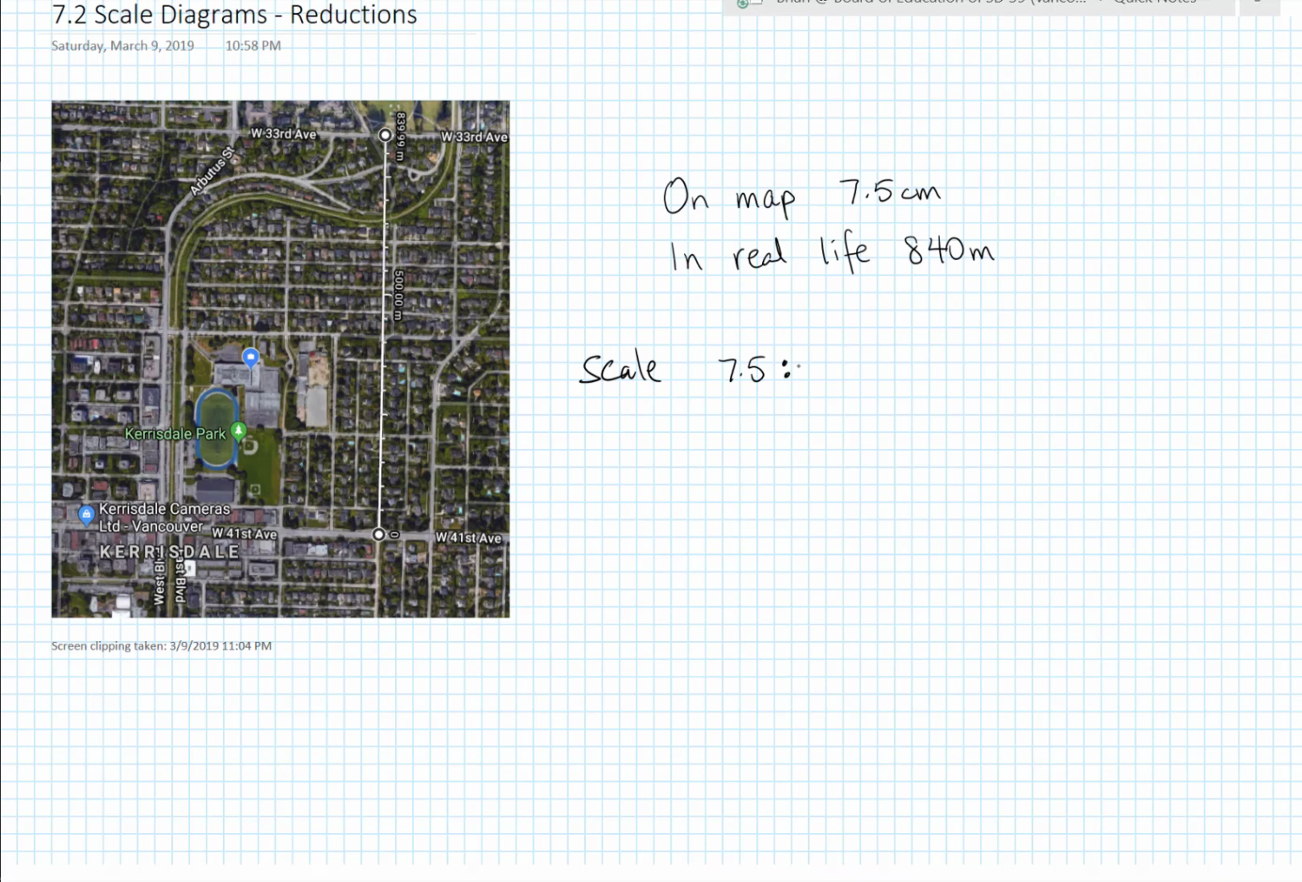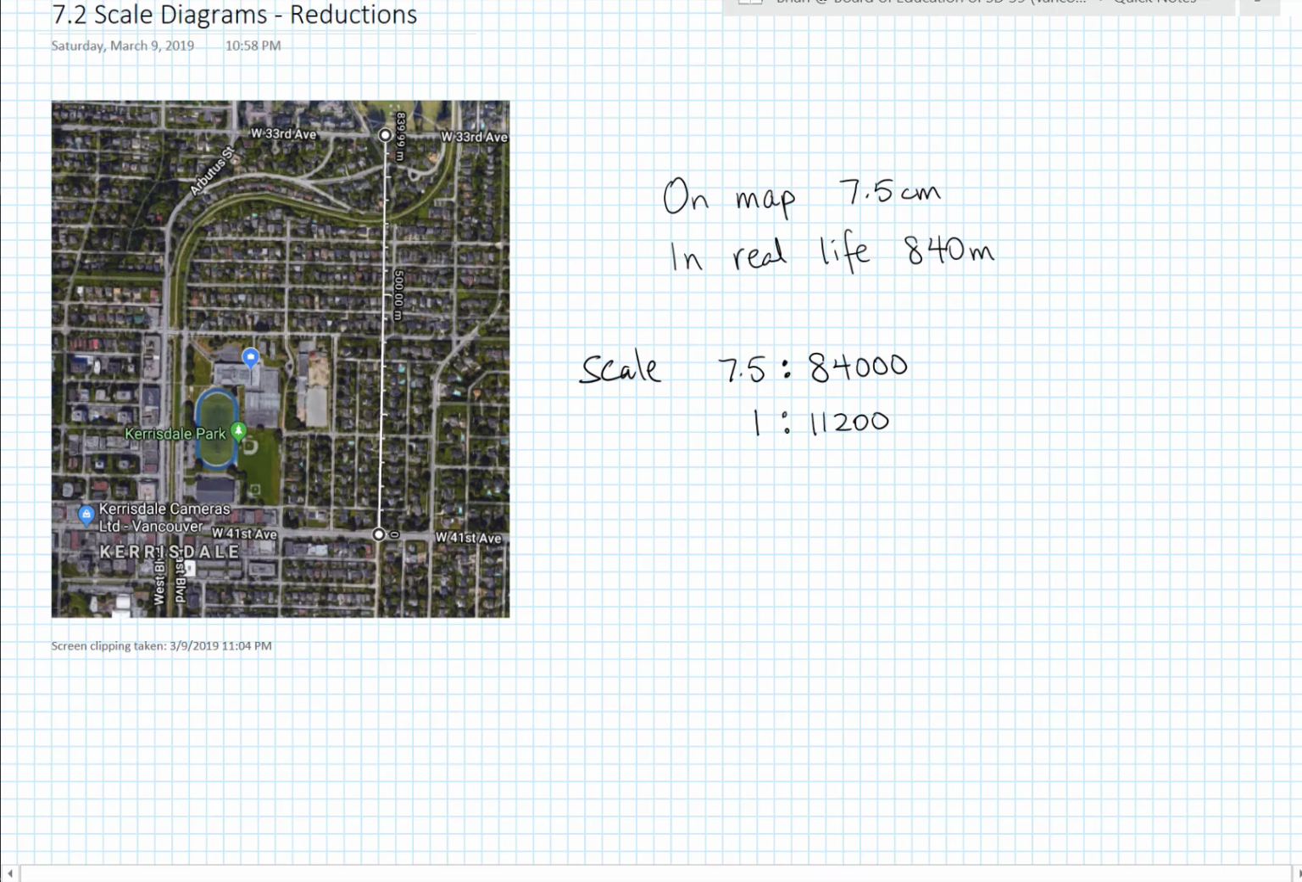And the conversion is simple. It's just multiply by 100. So we end up with 84,000 centimeters. And that's our scale, 7.5 to 84,000. But as I mentioned in the last video, typically with a scale, you will divide both sides by the smaller number so that you end up with one of the numbers being 1. So if we divide both sides by 7.5, we end up with 1 to 11,200.